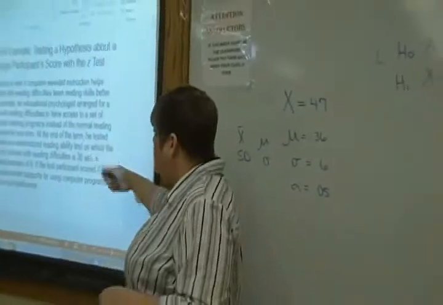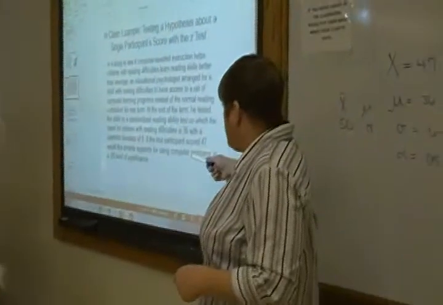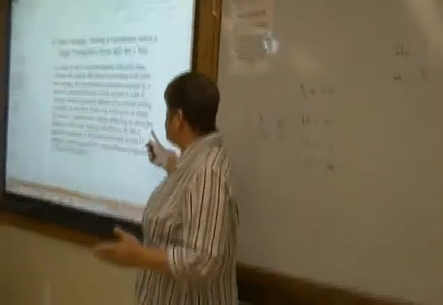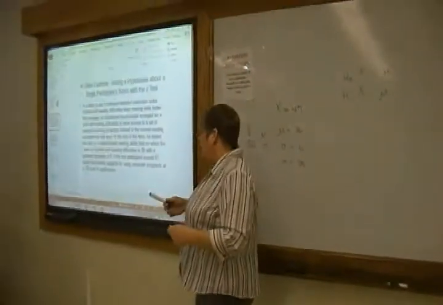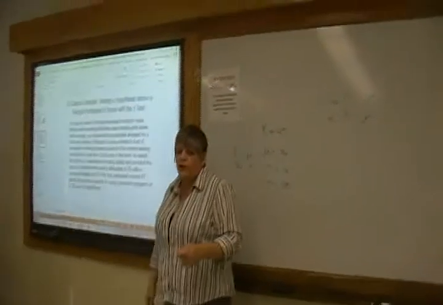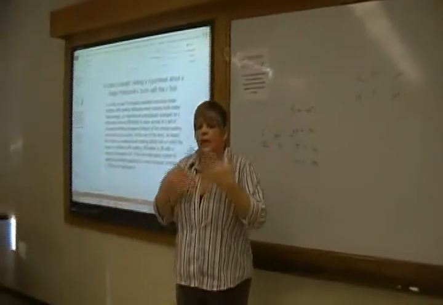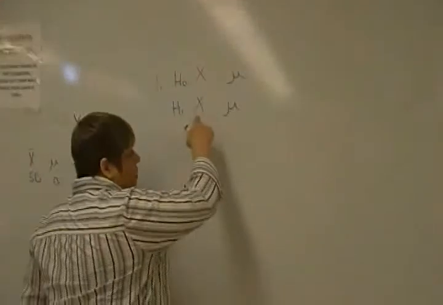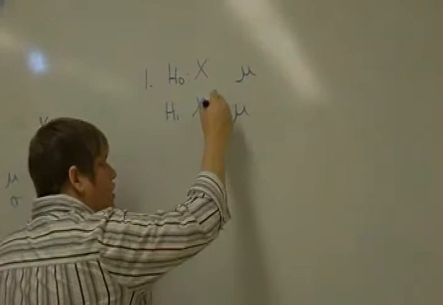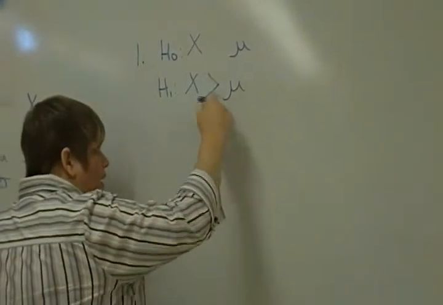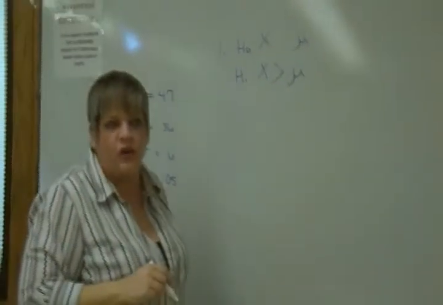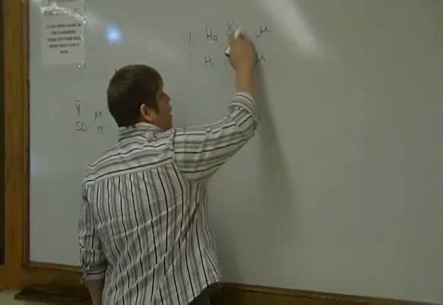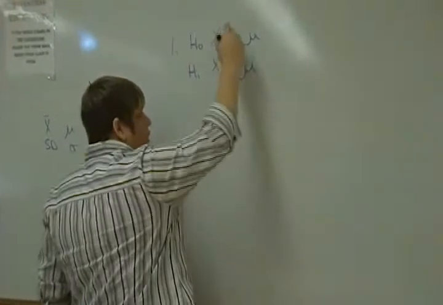And our problem tells us we want to know if this causes this individual to score better. Would it provide support for using computer reading programs? Does that help the individual score better? So our hypothesis is that this person who used the computer-assisted instruction scored higher than the children with reading disabilities in general, okay? So our null hypothesis will always be everything opposite of our research hypothesis.